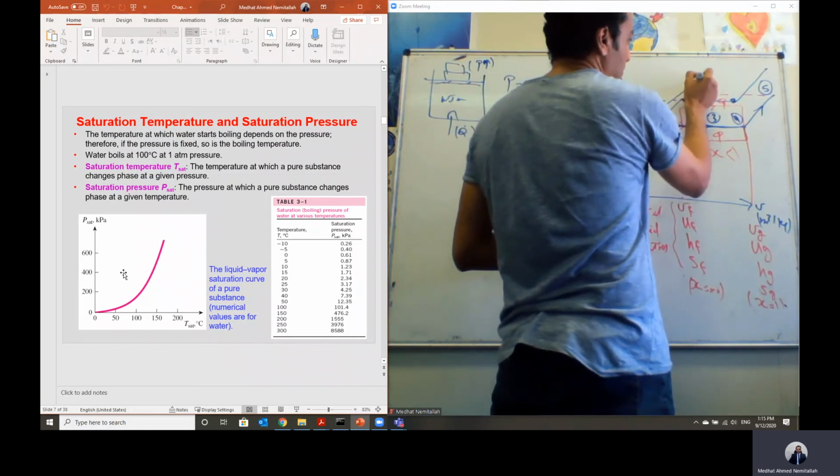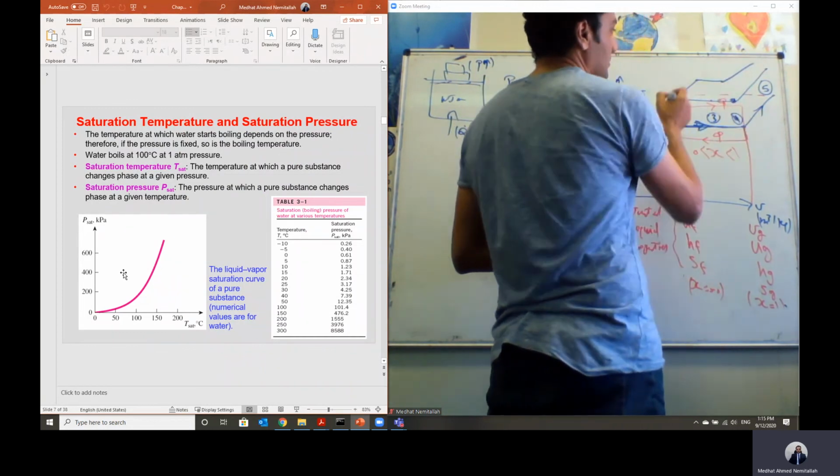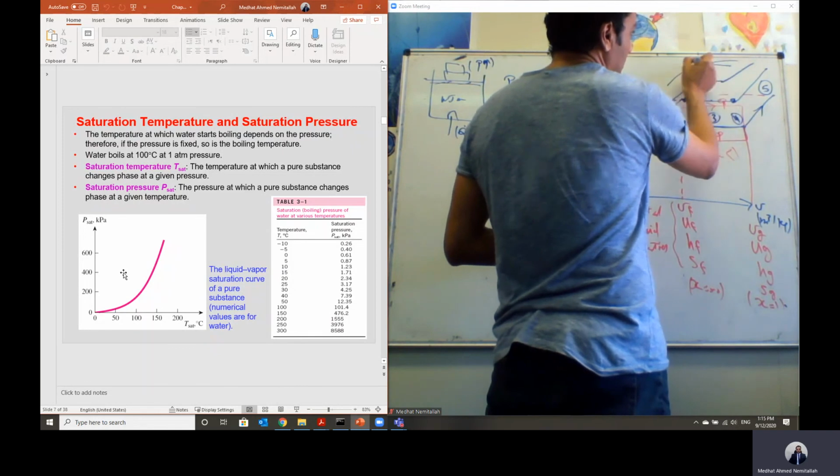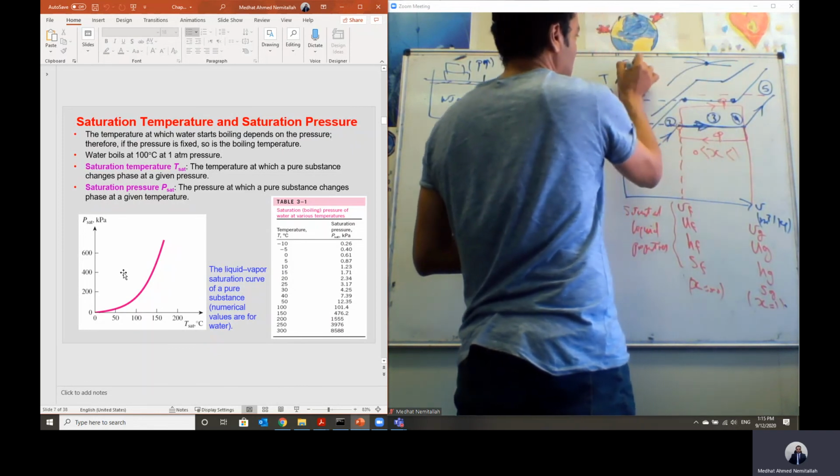If I repeat the process at higher pressure, we can get this curve, until we reach a point we call the critical point. This is the critical point.